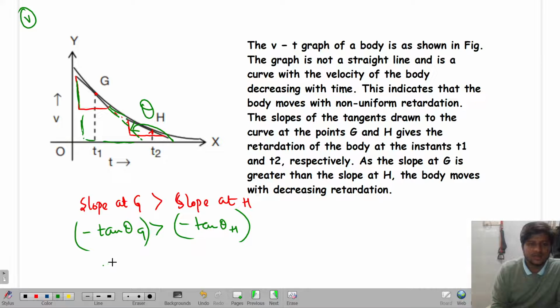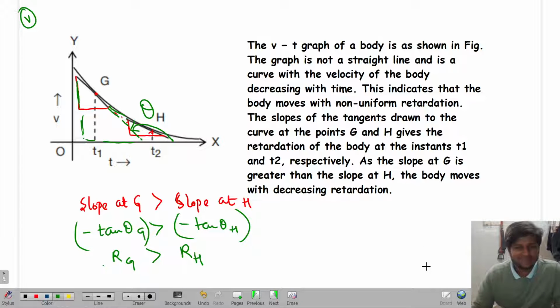Is it retardation, yes or no? So this is my retardation at point G, and this is my retardation at point H. So here you can't say that retardation is happening. Retardation means a decrease in the velocity. But with the decrease in velocity, what is happening? The car is also stopping very rapidly.